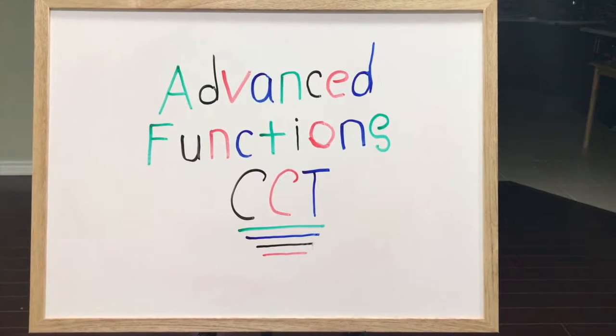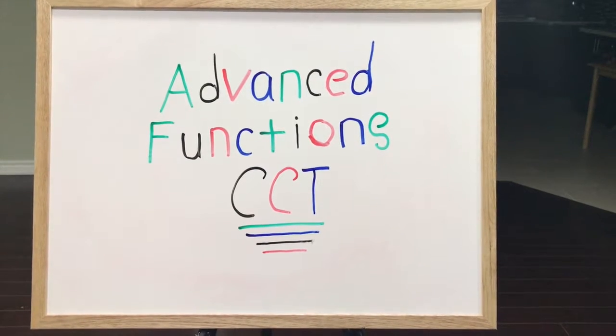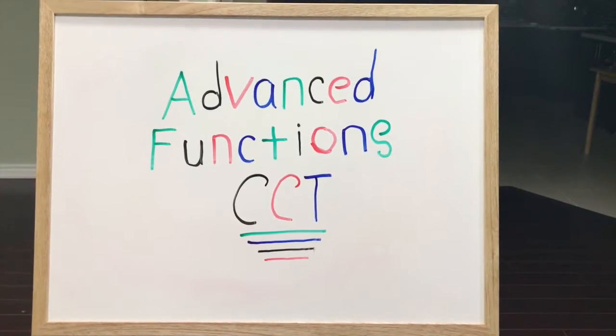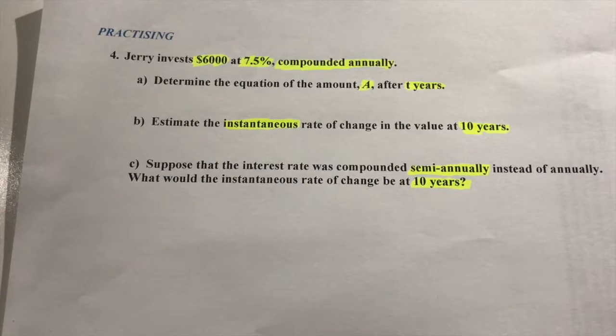Today we will be exploring logarithmic and exponential functions, specifically an investment problem found on page 507, question number 4. Question number 4 on page 507 states the following. Jerry invests $6,000 at 7.5% compounded annually. A. Determine the equation of the amount, A, after t years.